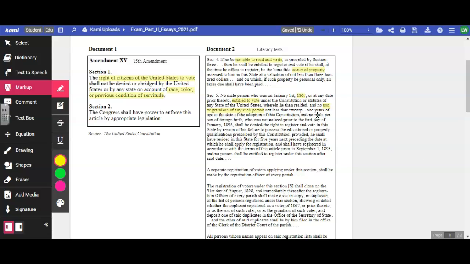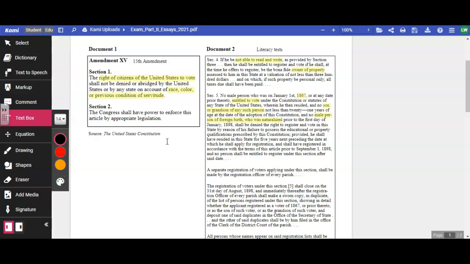And any male person of foreign birth who was naturalized, basically made a U.S. citizen before 1898. All right? So they're saying, okay, you have to take a literacy test unless you were able to vote before 1867 or you were the son or grandson of someone who was able to vote before 1867. So again, we got to think about what types of people are going to be able to benefit from this. And this is called a grandfather clause.